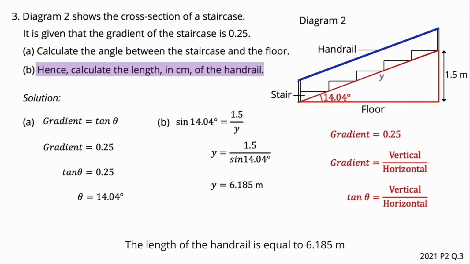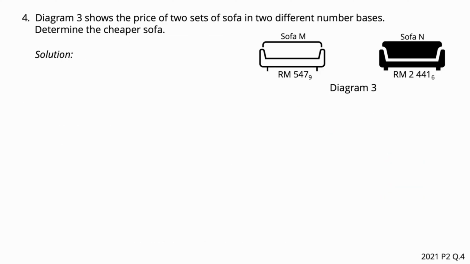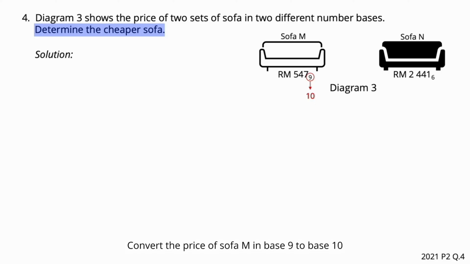The length of the handrail is 6.185 m. Question number 4. Diagram 3 shows the price of 2 sets of sofa in 2 different number bases. Determine the cheapest sofa. The same number base makes it easy to compare. Convert the price of sofa M in base 9 to base 10.